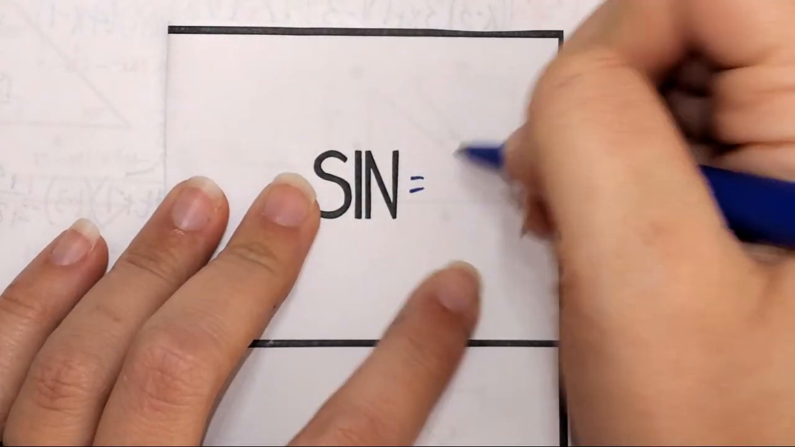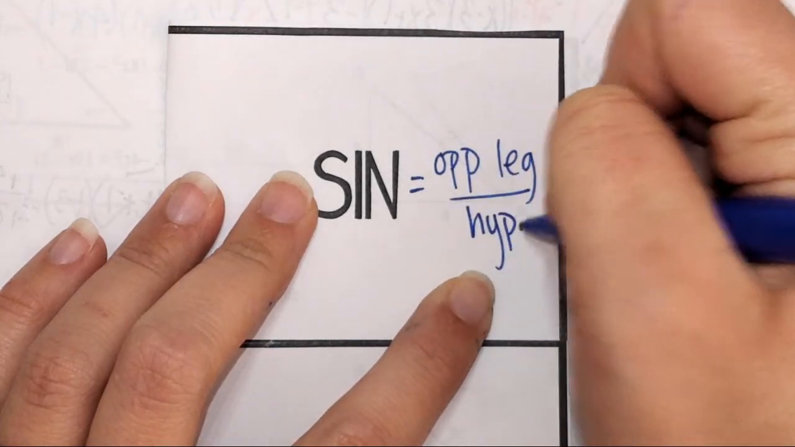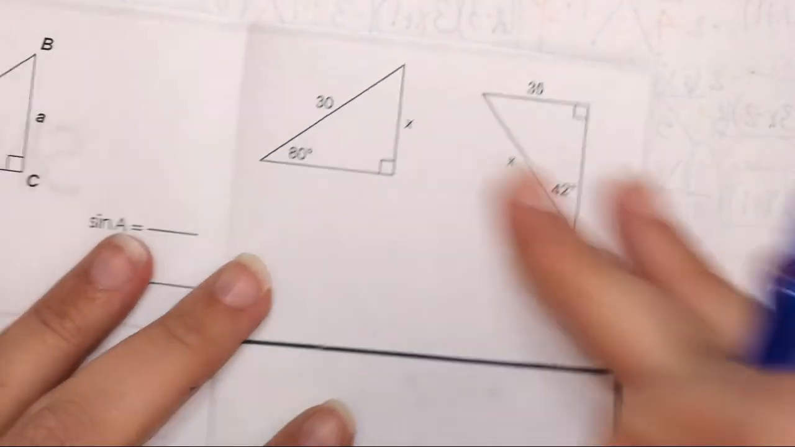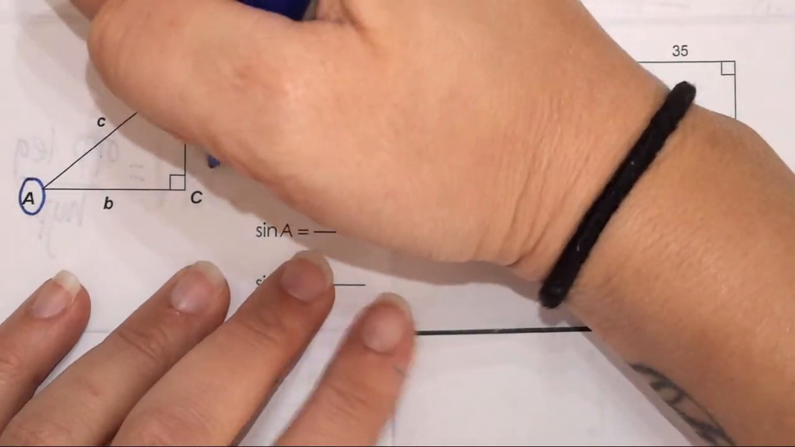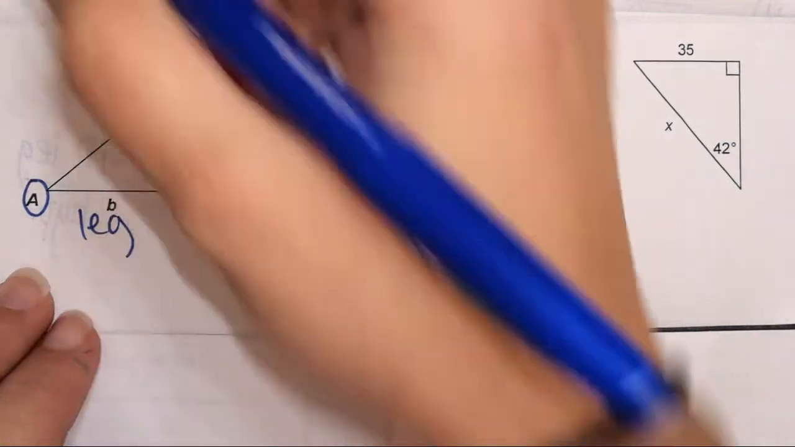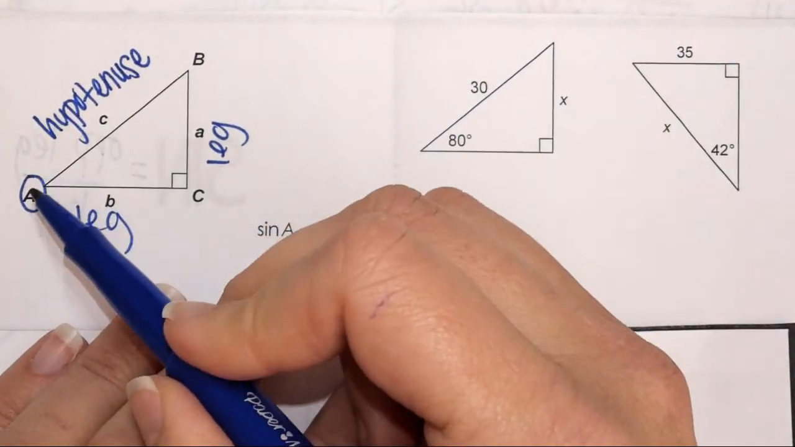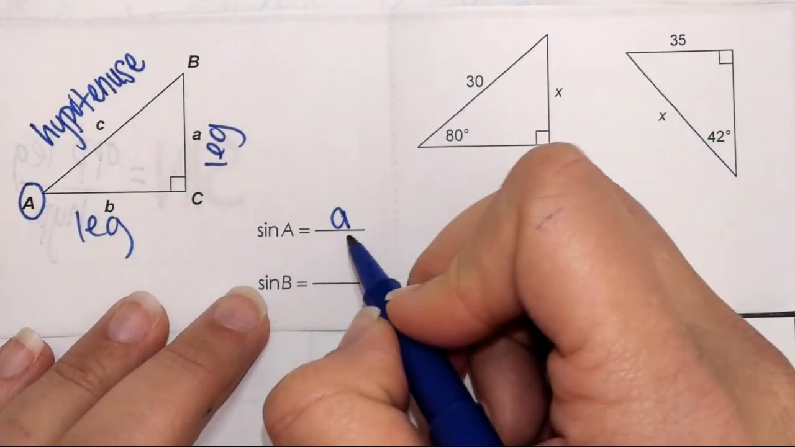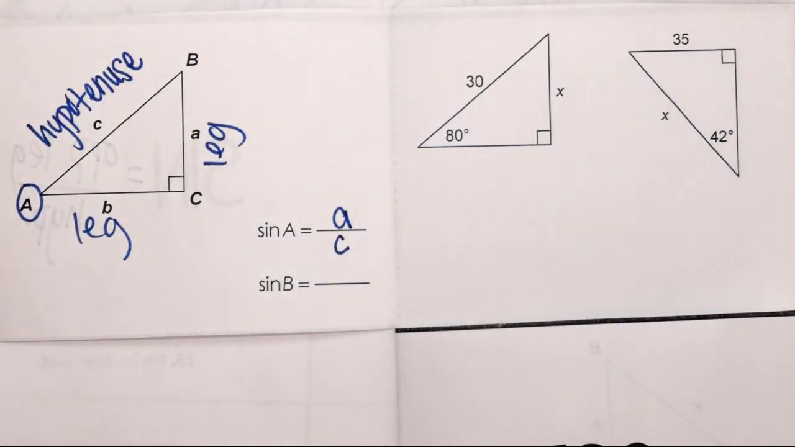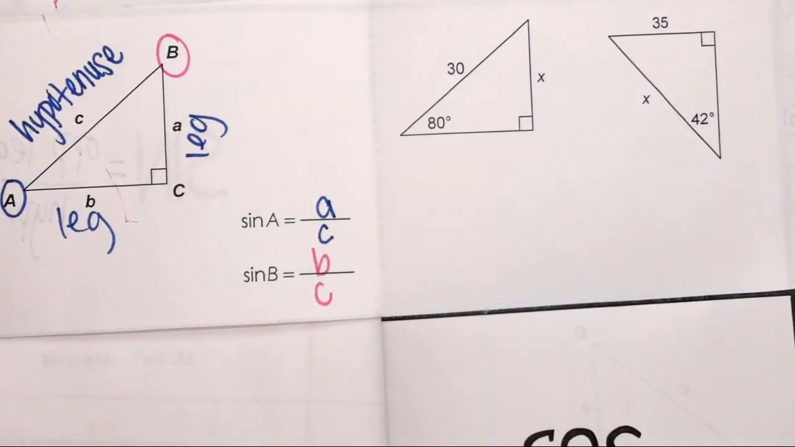So the first thing we're going to start with is sine, and remember sine is opposite leg divided by hypotenuse. We're going to open this. Now, the sine of A, the opposite leg, and this is leg, leg, hypotenuse. So the opposite leg is lowercase a, and the hypotenuse is lowercase c. The sine for B, the opposite leg would be lowercase b, and the hypotenuse would be c.